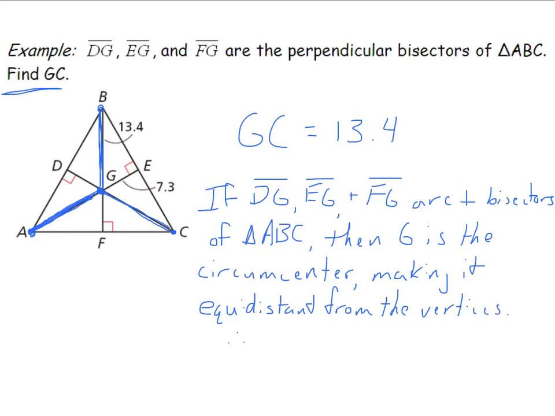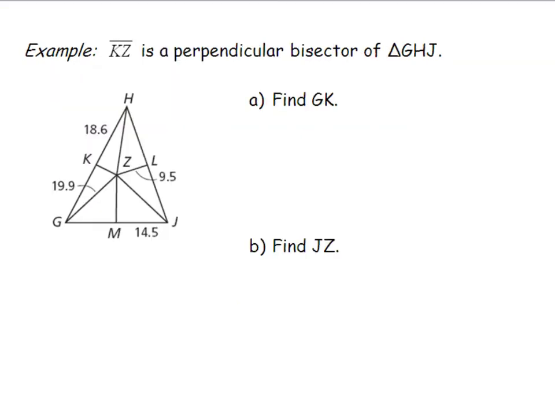Therefore, remember the three dots means therefore, if BC is 13.4, so is GC. So if you have to explain it, that's how you would do it. So let's go ahead and take your knowledge of circumcenters and perpendicular bisectors and put them to good use.